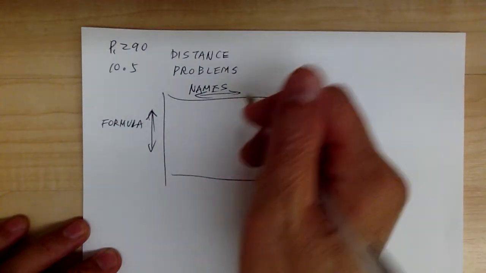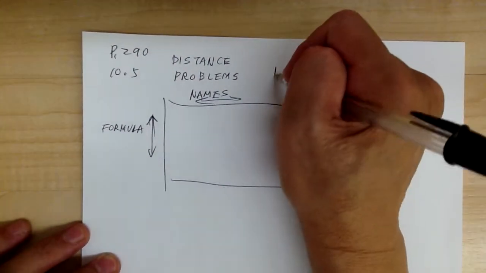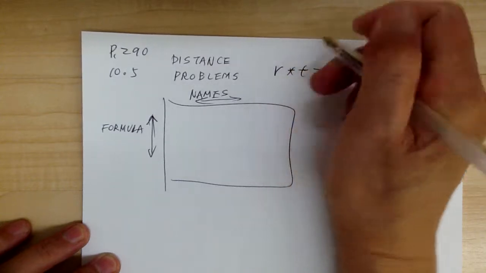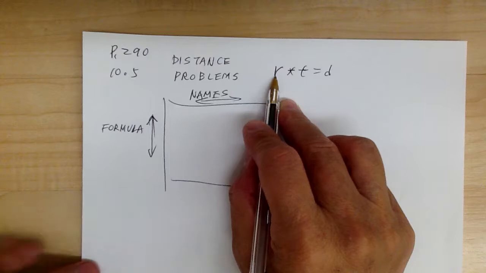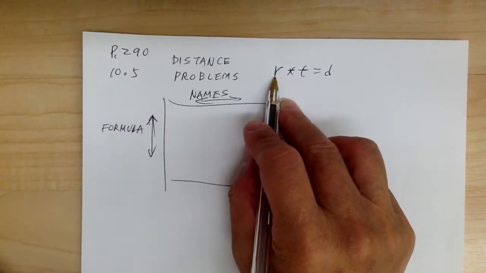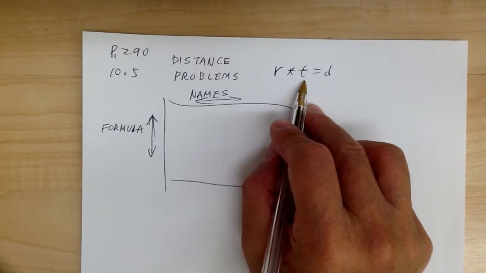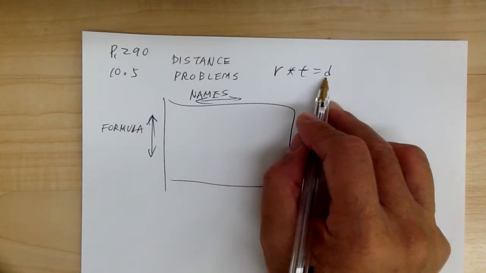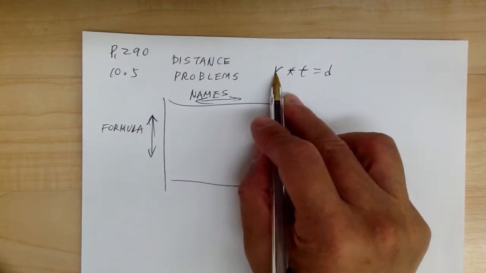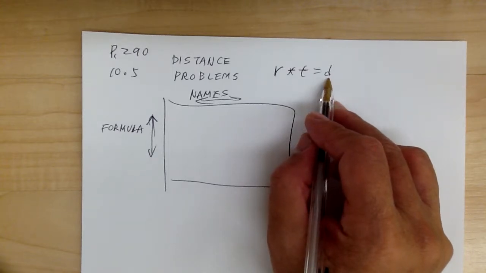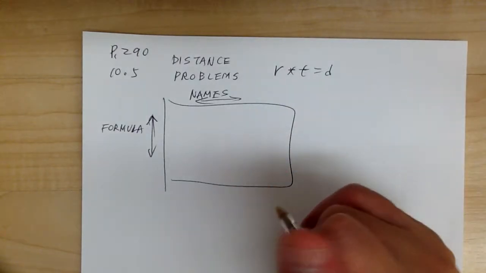So in this case, for the distance problem, r times time equals distance. r is the speed or the rate, like miles per hour. t is for time, like how many hours or how many days. Most of the time it is hours. And d would be distance. So again, speed times time equals distance. Now the distance is usually in miles, but again, you have to read the problem to figure it out.